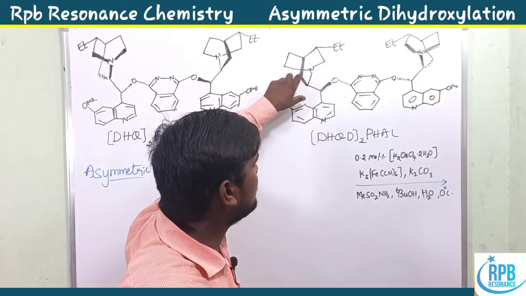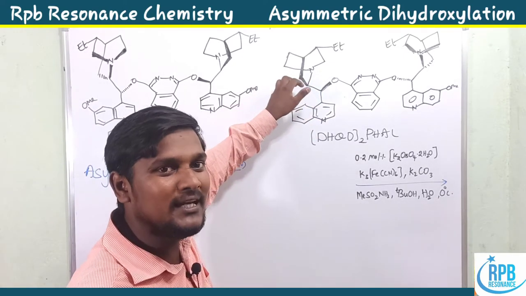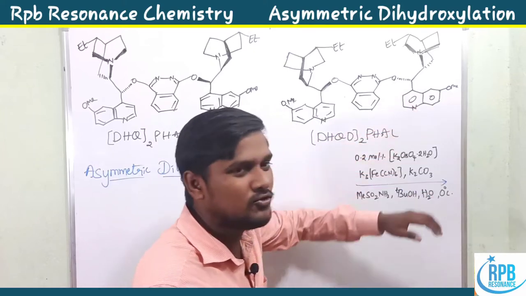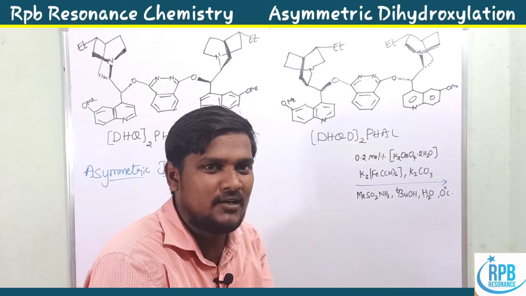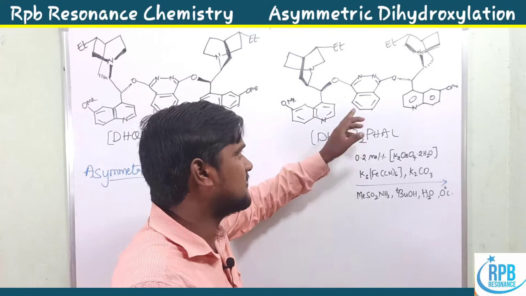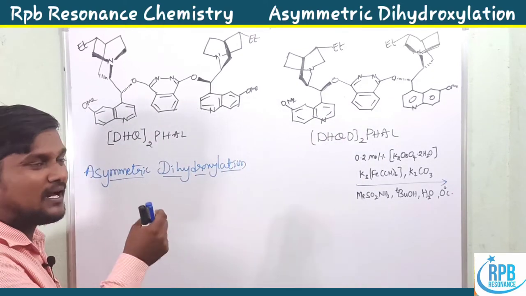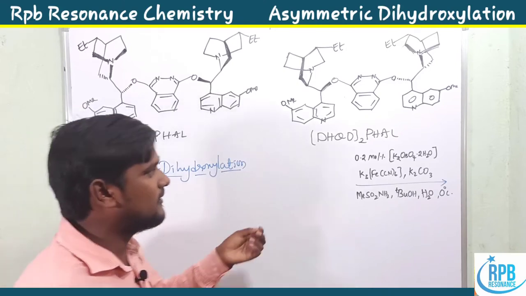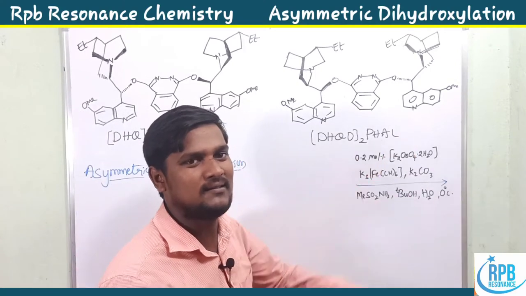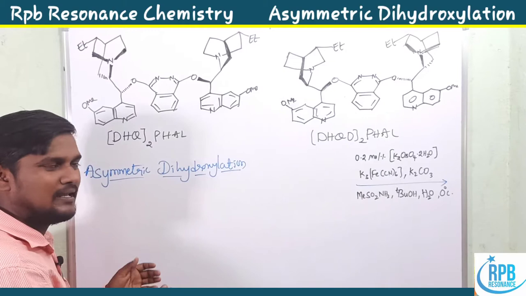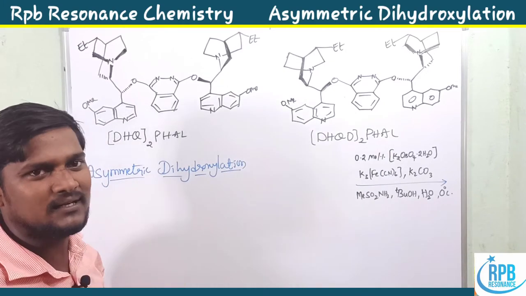Here also this is the dihydroquinidine. So these two dihydroquinidines are joined by a small spacer, that is phthalazine. Simply it is called bis dihydroquinine phthalazine. And here it is bis dihydroquinidine phthalazine. So these two are the best chiral ligands for asymmetric dihydroxylation.